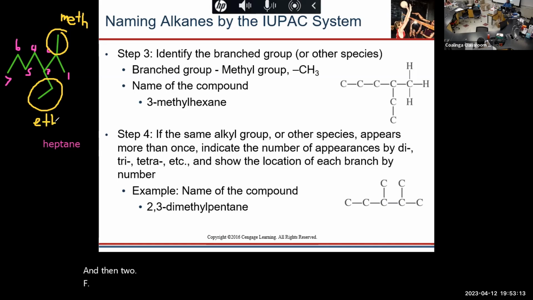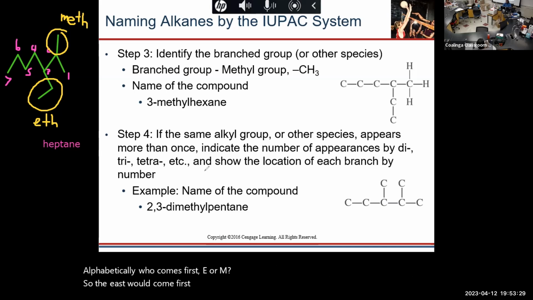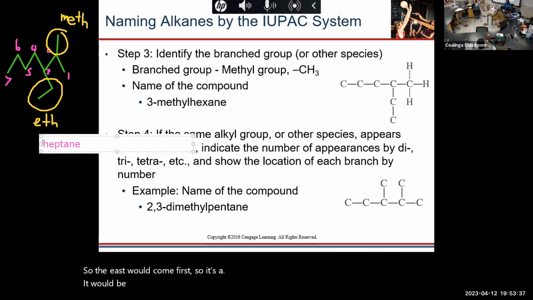Okay, so since these are side chains, we put YL at the end of them, and you do it alphabetically. So alphabetically, who comes first, E or M? E. So the E would come first, so it would be 3 ethyl, space 2 methyl.